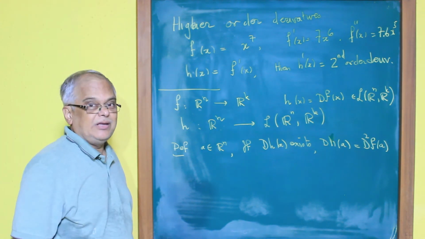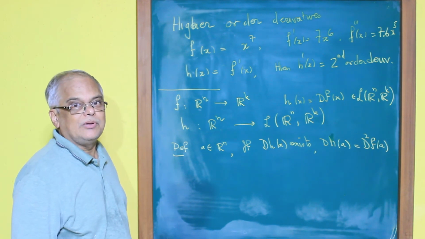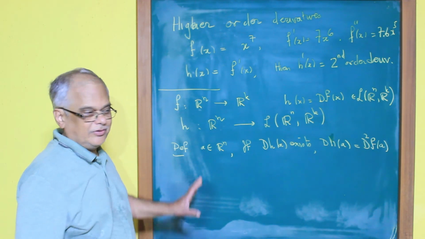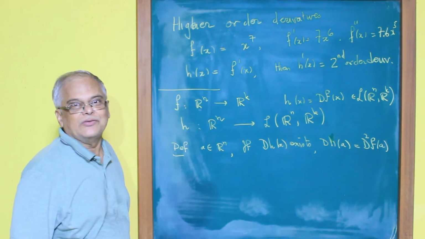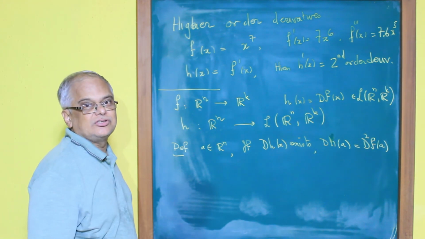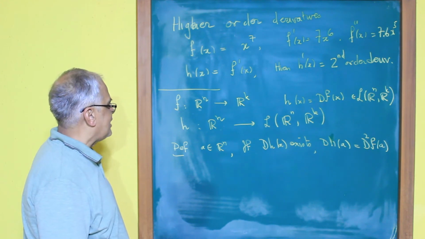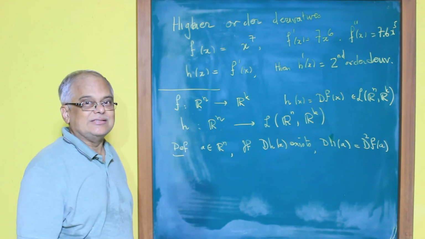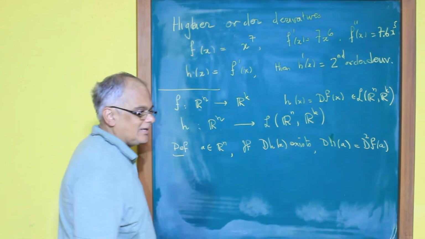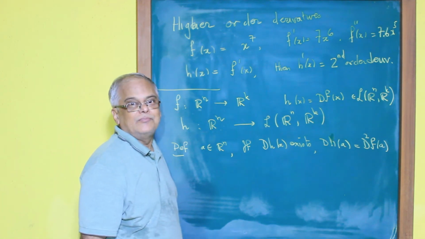We already know what we mean by the derivative of a map. It is a linear map from this vector space to that vector space, depending on the domains on which this is defined, domain and range. So the question is, suppose the second derivative exists. What is this second derivative?